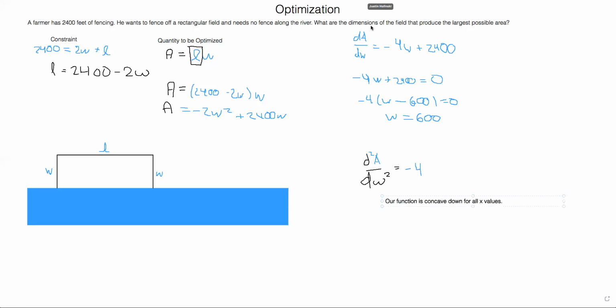That means that it's a maximum, right? Yep, exactly right. Whenever it's concave down, we have a maximum. So perfect. So that means that 600 is the maximum for W, right? Okay. Now we want to find the maximum for L.